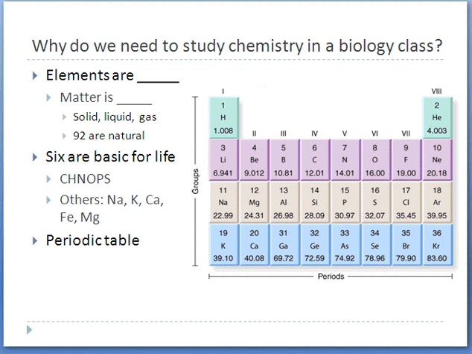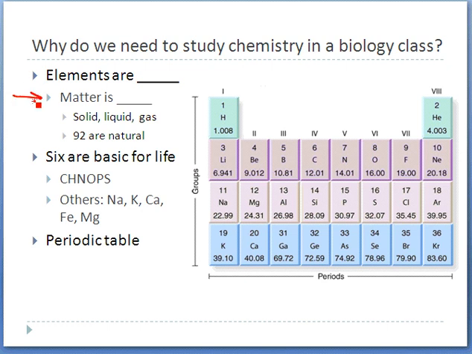Now, by definition, elements are simply substances that can't be broken down into a simpler substance and still maintain all the properties of it. So, one example of an element is oxygen, okay? Oxygen cannot be broken down into some other thing that has different properties, okay? So an element, again, is a substance that cannot be broken down into a simpler substance.